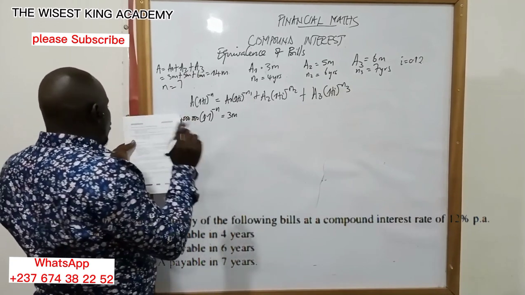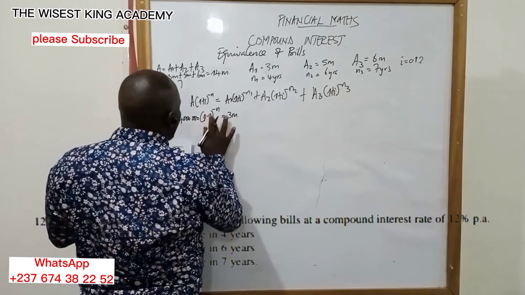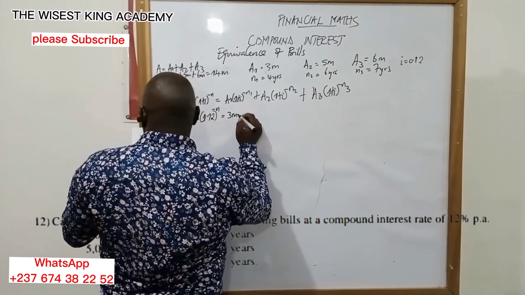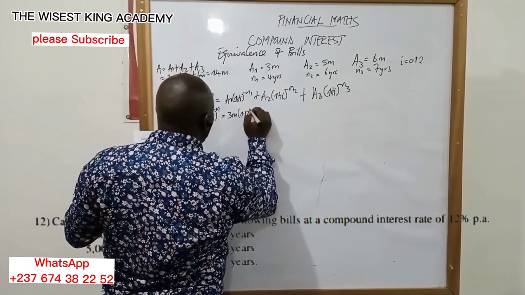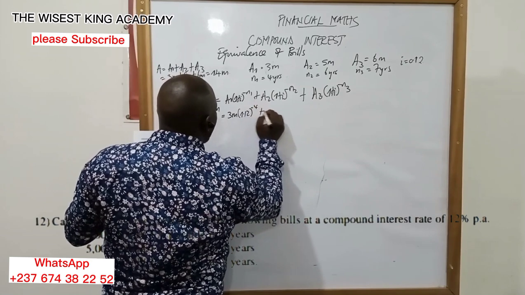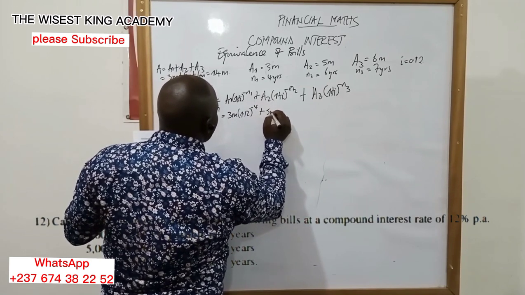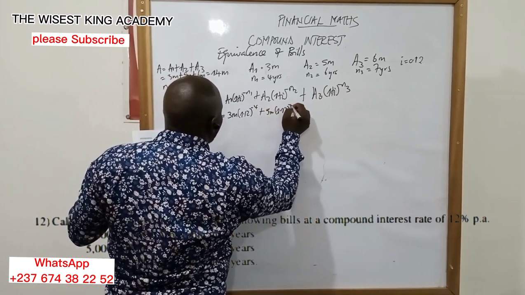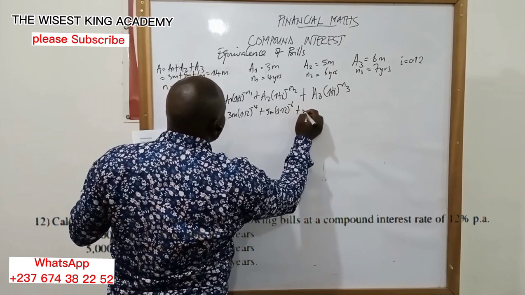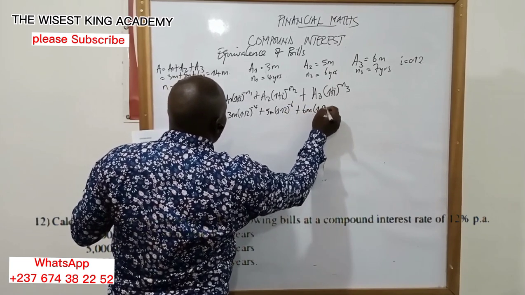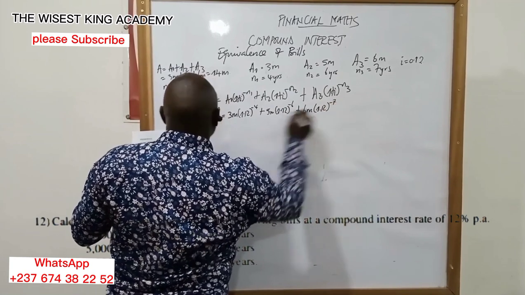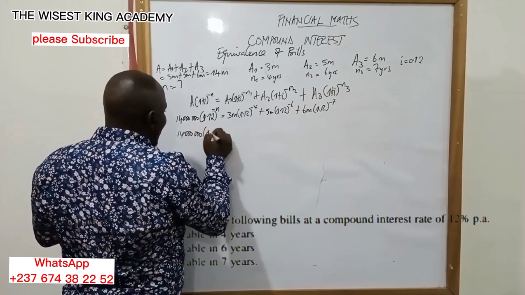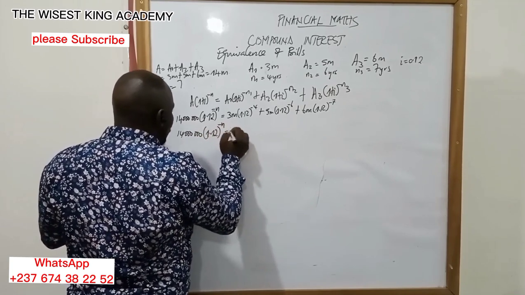This is example 12. 14 million into 1.12 raised to the power minus n equals 3 million into 1.12 raised to the power minus 4 plus 5 million into 1.12 raised to the power negative 6 plus 6 million into 1.12 raised to the power negative 7.